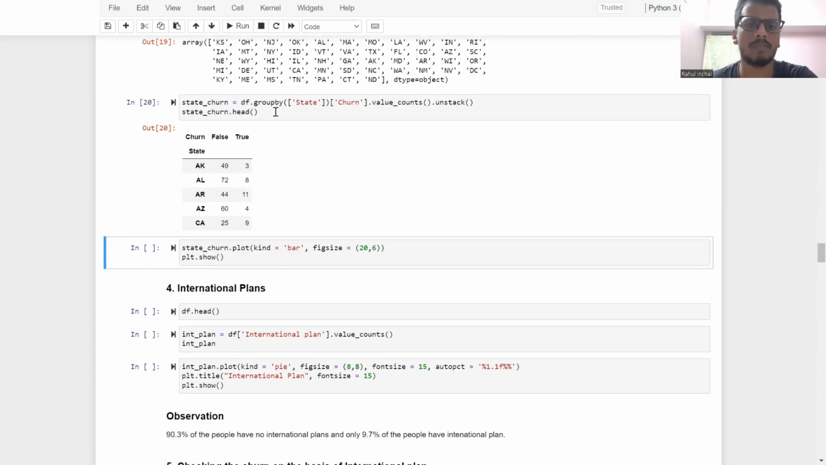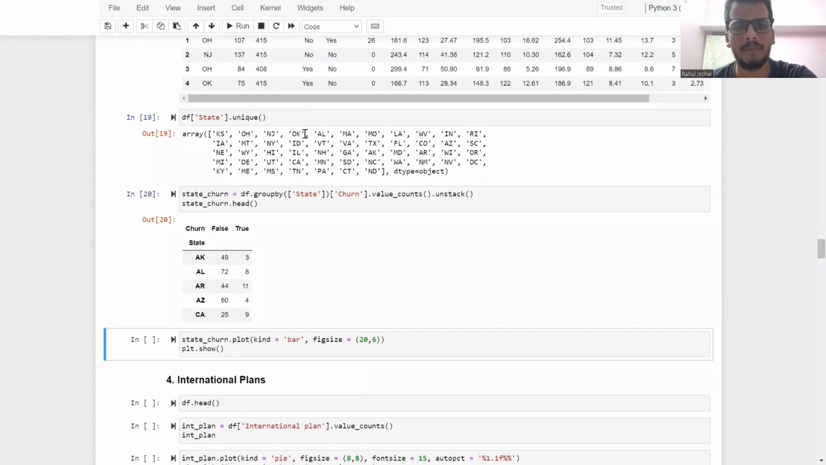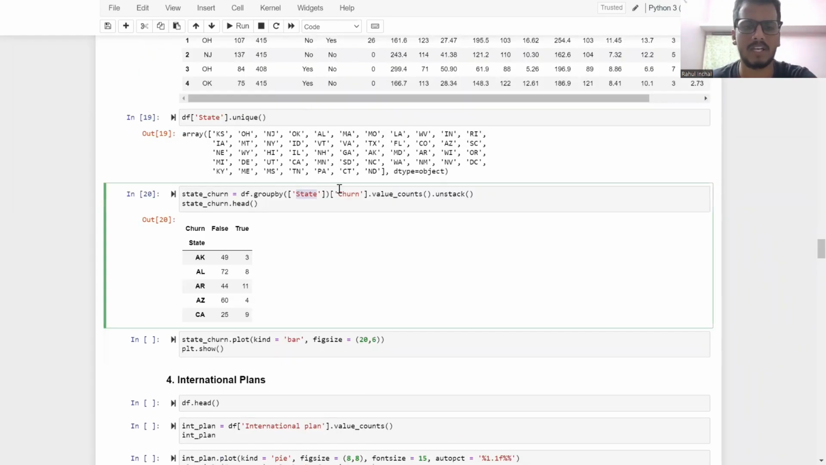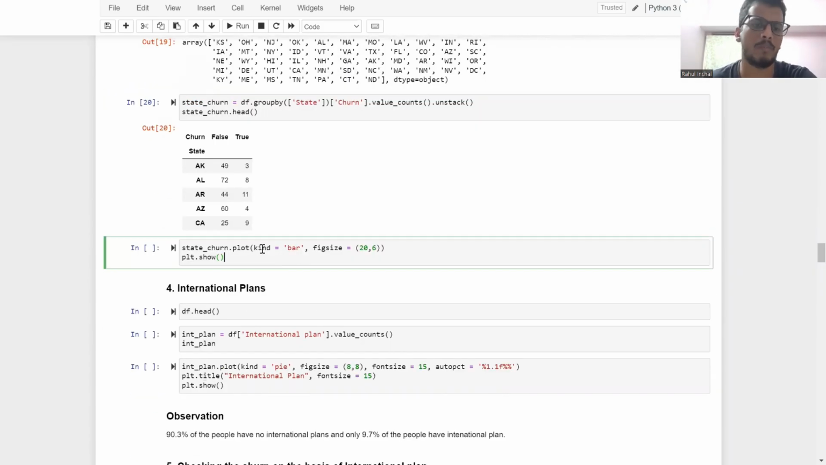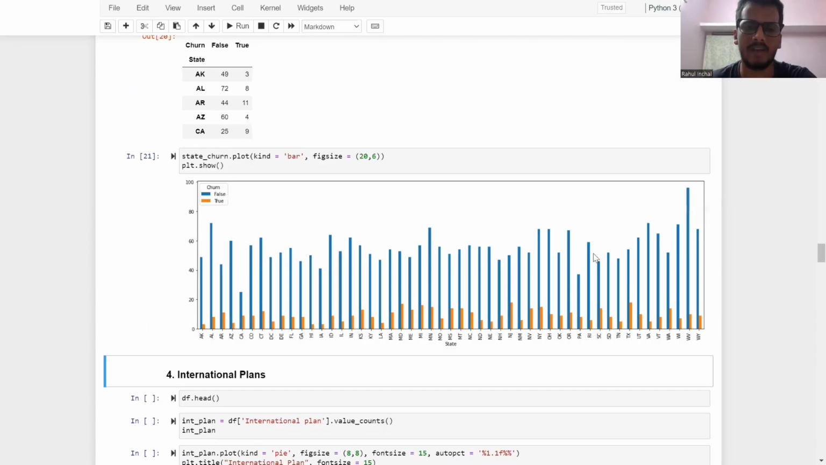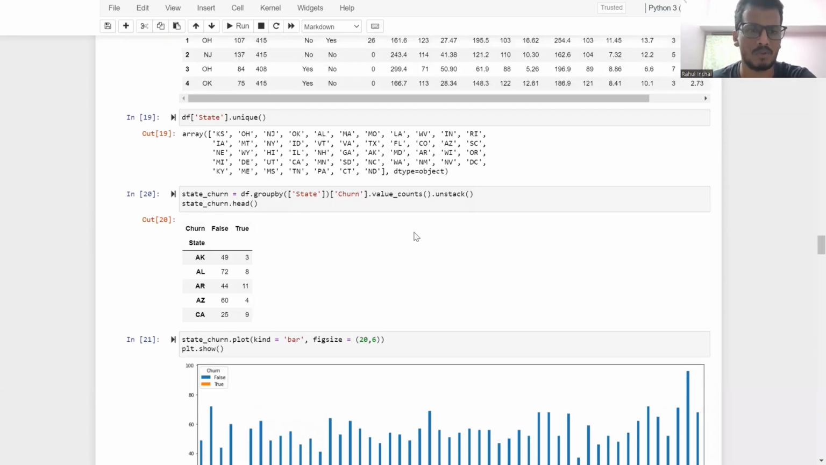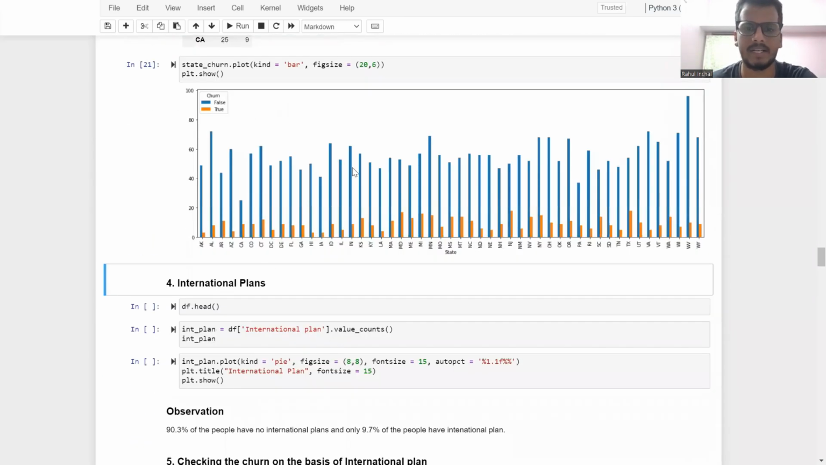Now I'm grouping by state with churn, and also plotting all the graphs for that. For the entire states, there are 50 states in the US, we know that. So this is the graph for that.